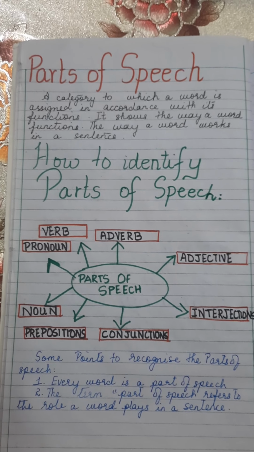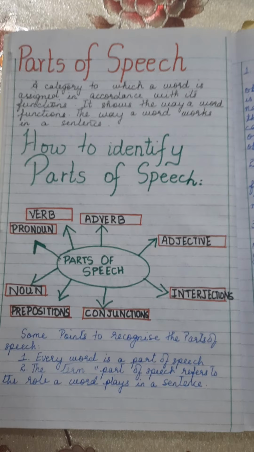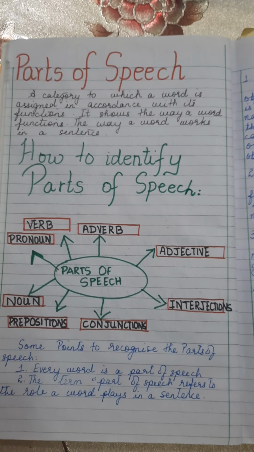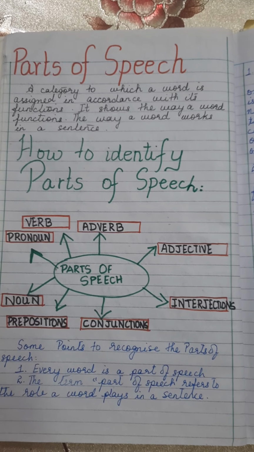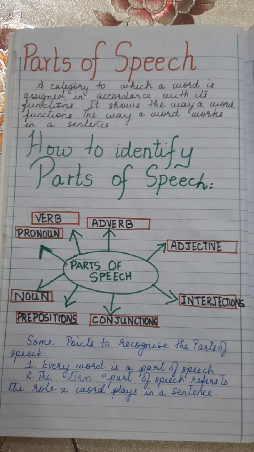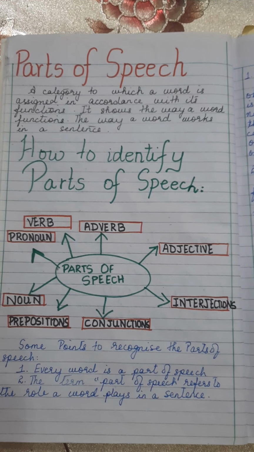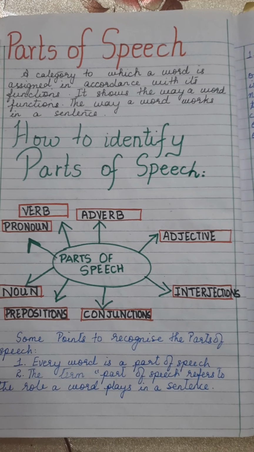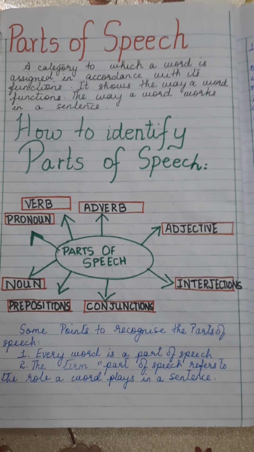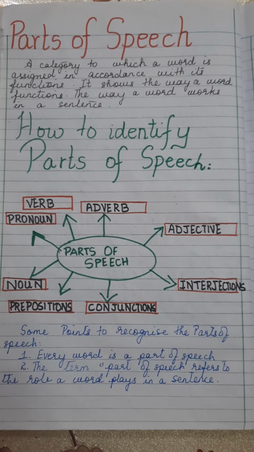I'll revise parts of speech with you according to the English language. Our language starts basically with alphabets. Alphabets join together to make words. Words are joined together to make sentences. And for a better understanding of these sentences, grammar has given us parts of speech, a category to which a word is assigned in accordance with its functions. This is known as parts of speech. It shows the way a word functions, the way a word works in a sentence.